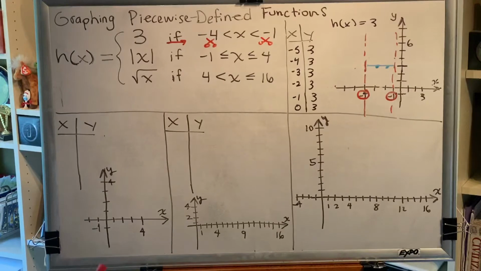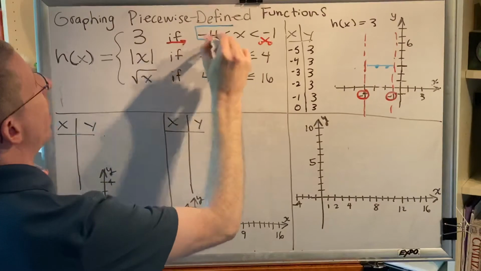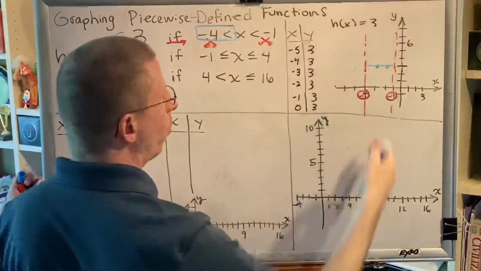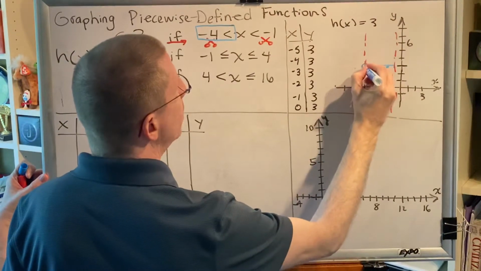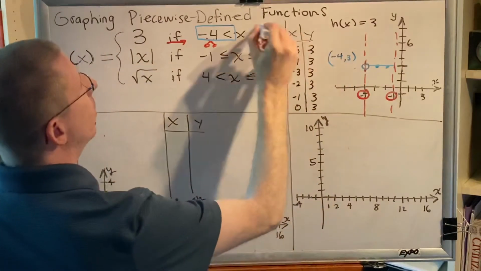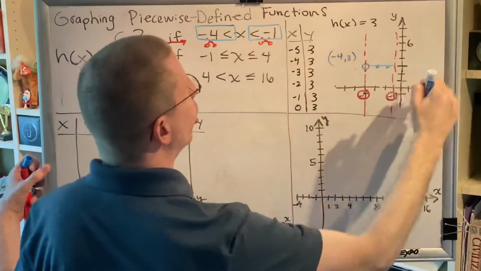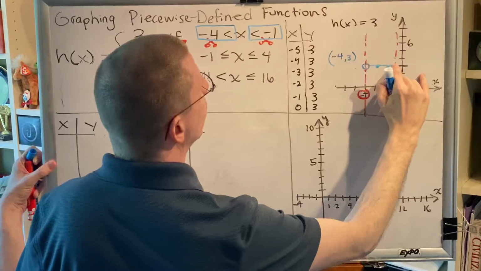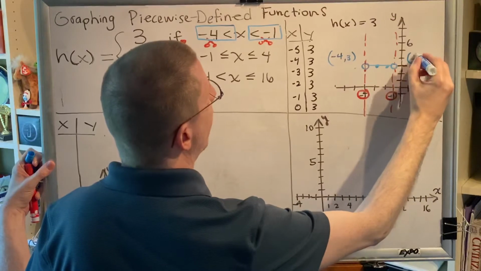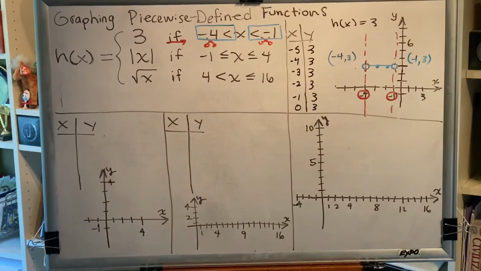Okay, and now the final piece for this particular graph is the open and closed dots where the curve meets the cut. So at -4, we have an open dot where the blue curve meets the red cut. So an open dot at coordinates -4, 3. And looking here, at -1, we have an open dot where the blue curve meets the red cut. And so this is also an open dot, and the location of that open dot is -1, 3. All right, 1 down, 2 to go. Let's move on to our next one.